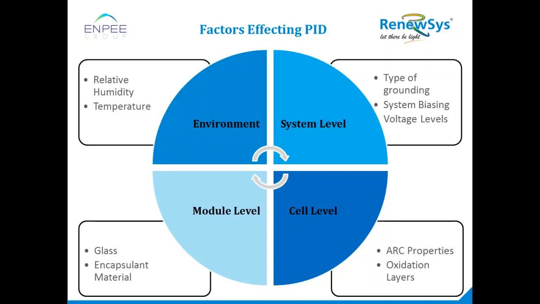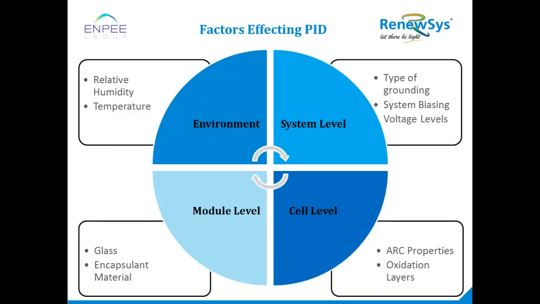Another option for protecting the solar cells from the PID effect is, apart from the ARC layer, which is the silicon nitride layer on the solar cells, we should be adding oxide layers. Once we have an oxide layer, it forms silicon dioxide, which has a very high dielectric strength, though the layer is thinner. So this would help in protecting the solar cells in a module from the PID effect.